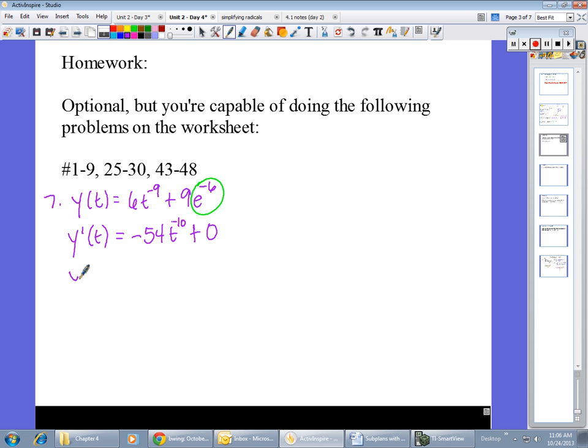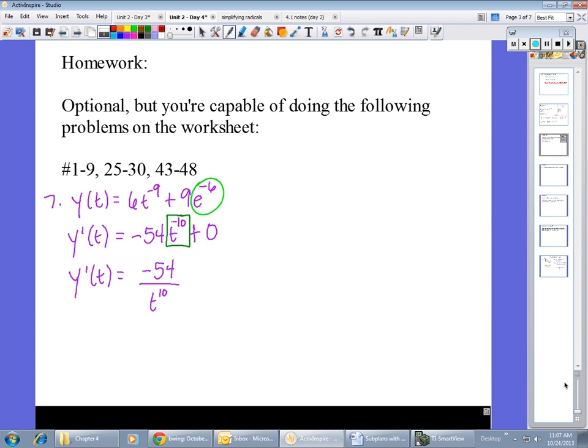I do want to point one thing out to you guys, though, that when you find these answers, negative 54 t to the negative 10, I would like for you to get in the habit of rewriting that as negative 54 over t to the positive 10. Take this little t to the negative 10 portion and put it in the denominator as a positive exponent. That is a skill that we're going to be practicing an awful lot, using positive exponents and negative exponents and swinging denominators into the numerator and that kind of thing.